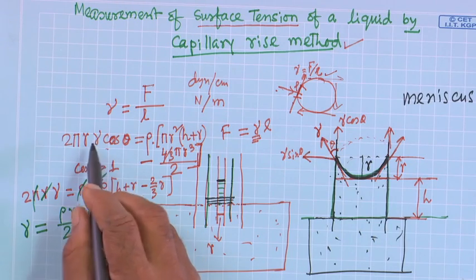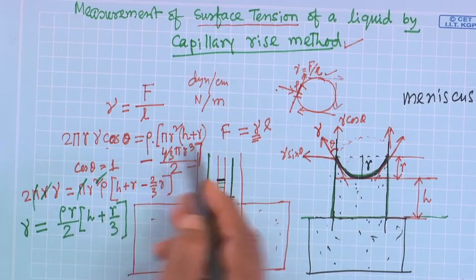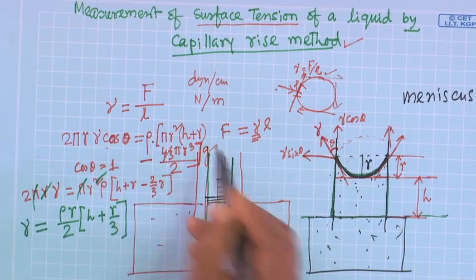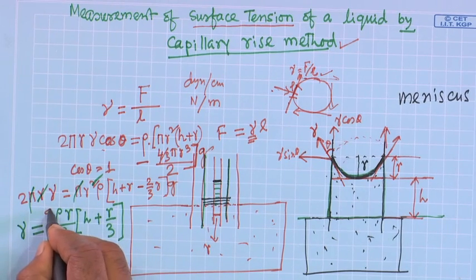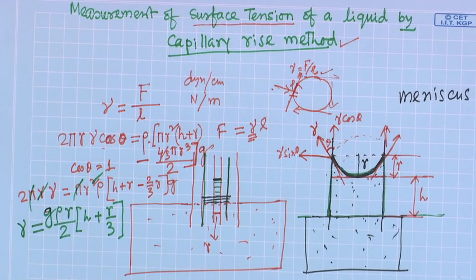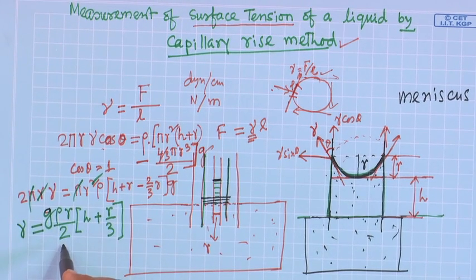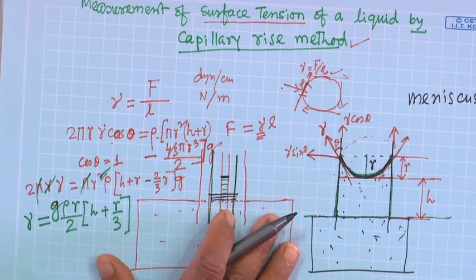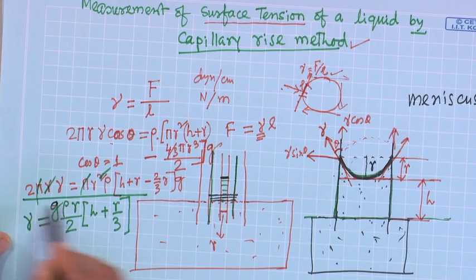and then this is the force. Now, this is basically mass, then I have to multiply G. So, there should be G here. So, I got this G rho r, H plus r by 3, divided by 2. So, this is my working formula for this capillary rise method. So, this is my working formula.